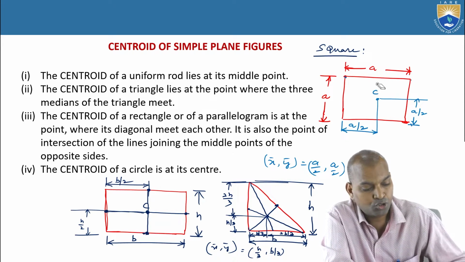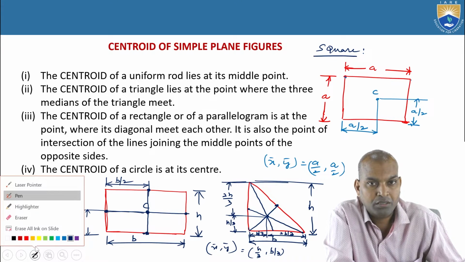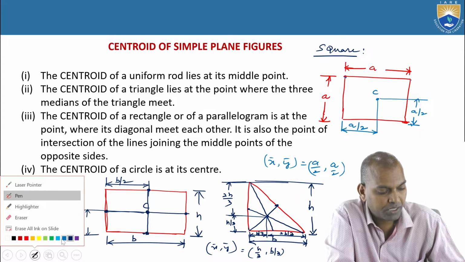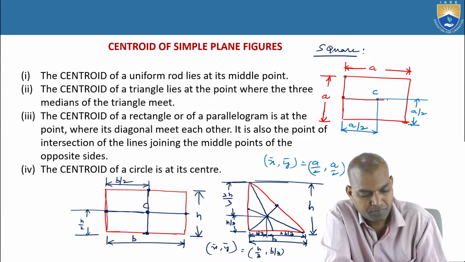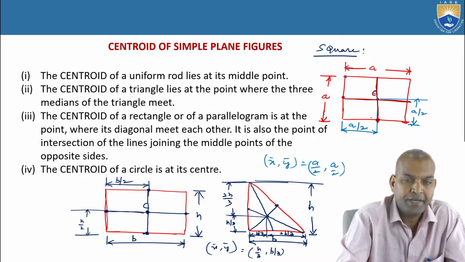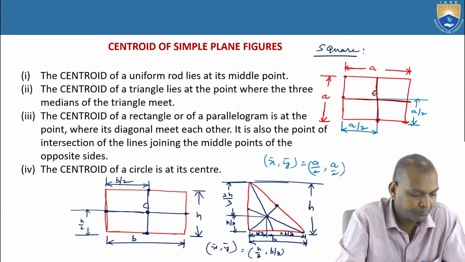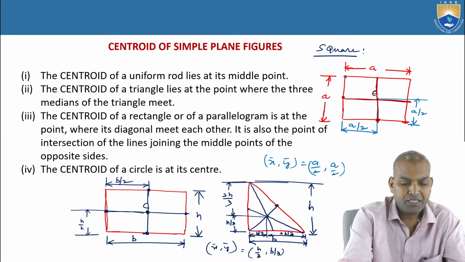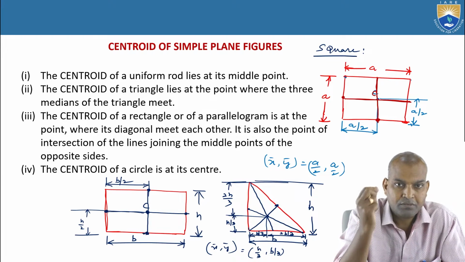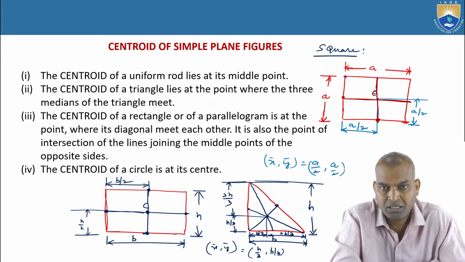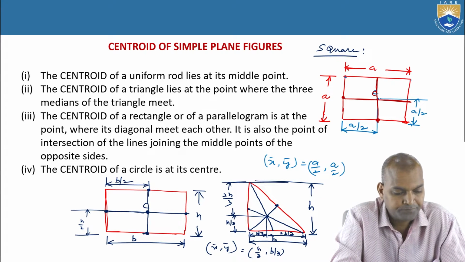Alright, now if we consider the centroid of the square, another method of finding the centroid is joining the midpoints of the opposite sides. This is C. This is also another method of finding the centroid of a square. So far we covered the centroid of the triangle, equilateral triangle, right angle triangle, the square, a parallelogram, or the rectangle.